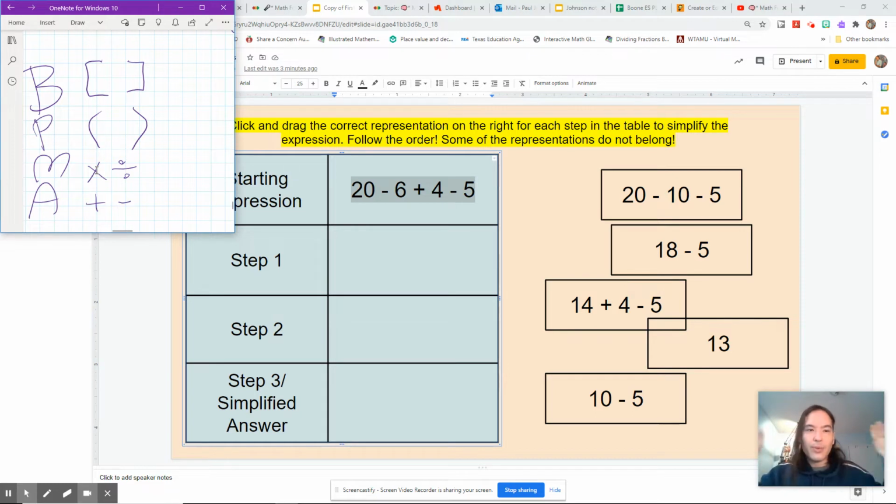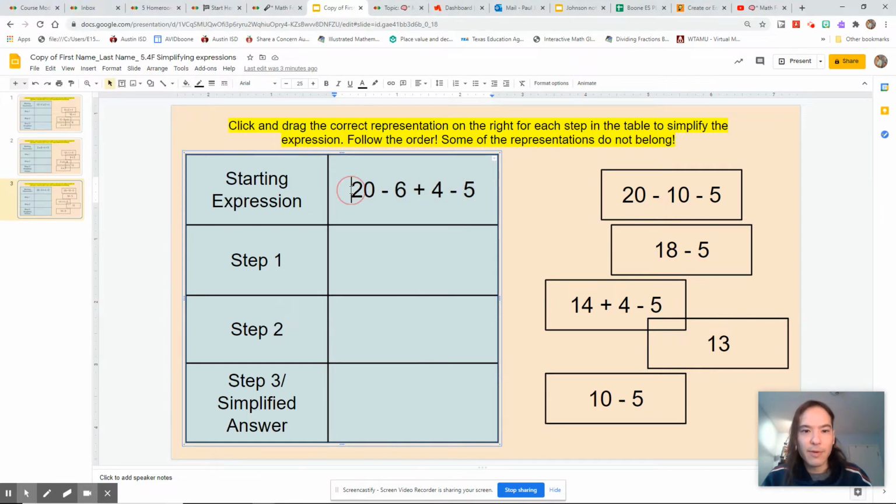So remember, you do all the addition and subtraction in one step from left to right. If I'm going to solve from left to right, the first part of the problem that I need to do is 20 minus 6. What is 20 minus 6? You're calculating. One of these things has the answer to 20 minus 6 in it already. 20 minus 6 equals 14. So the first step is 20 minus 6.